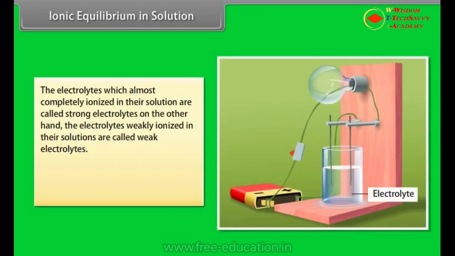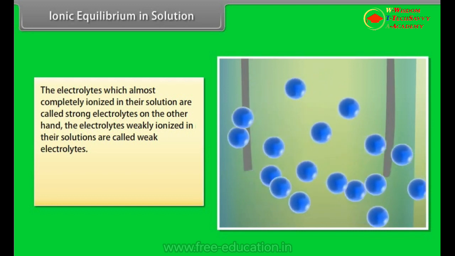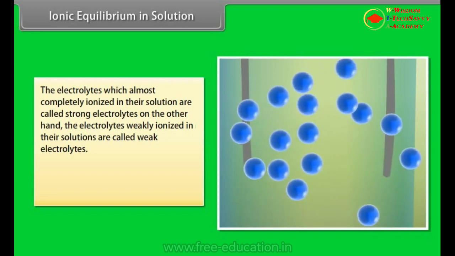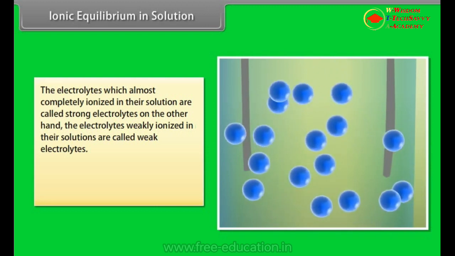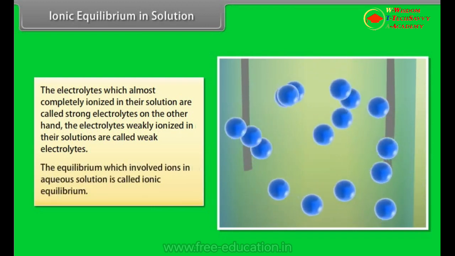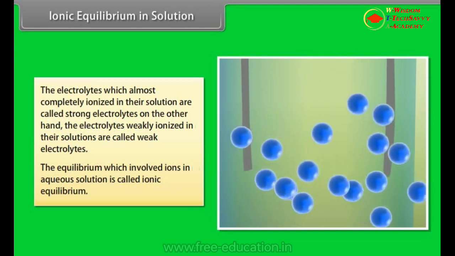The electrolytes which are almost completely ionized in their solution are called strong electrolytes. On the other hand, the electrolytes weakly ionized in their solutions are called weak electrolytes. The equilibrium which involves ions in aqueous solution is called ionic equilibrium.